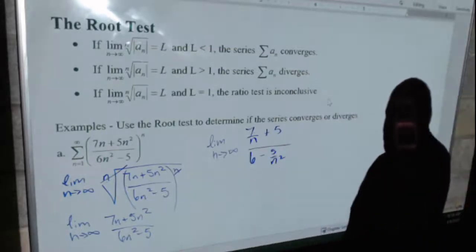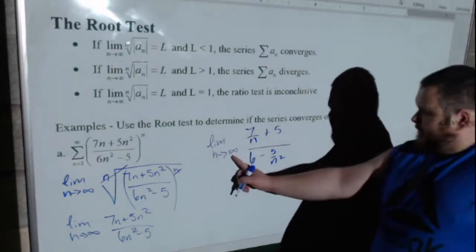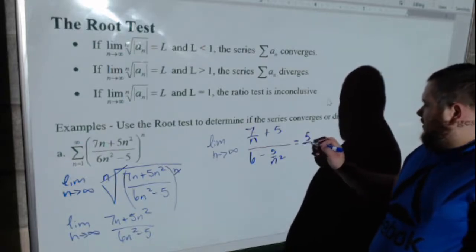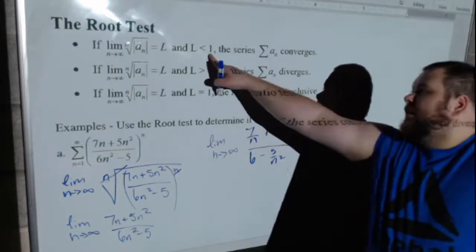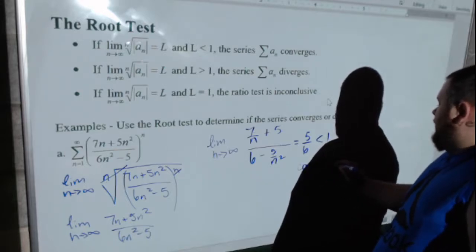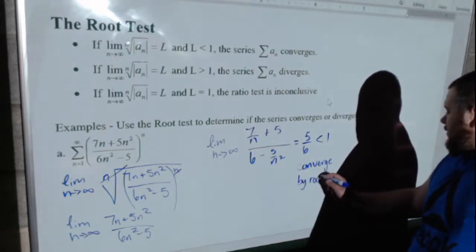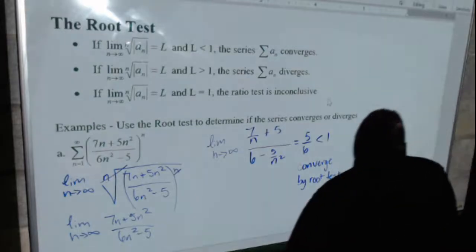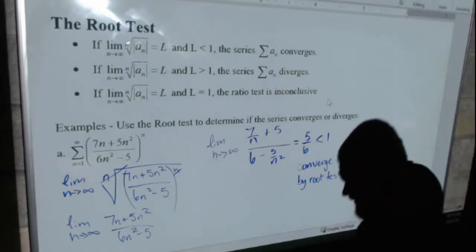So by doing that, then applying the limit, this and this will go to 0. And I'm left with 5/6, which is a number less than 1. So converge by root test. Give you guys a second to copy that down if you need.